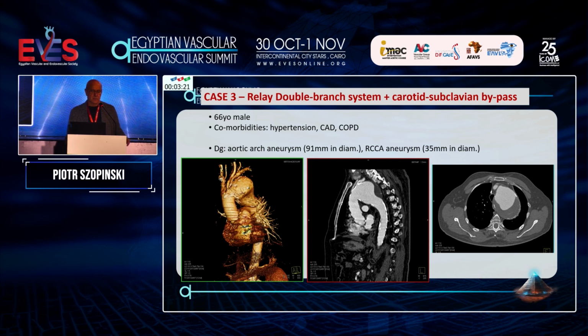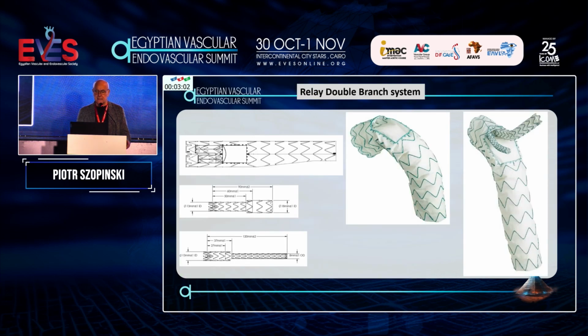This is one of our most complicated cases, at the very beginning of the way we started to treat aortic arch aneurysm, because it was a patient with aortic arch aneurysm and coexisting right common carotid artery aneurysm at the same time. So we decided to bring a real double branch device here. This is its characteristic: here you have the front pocket with two tunnels, one dedicated for the left common carotid artery, this is the posterior one, and the anterior one dedicated to the brachiocephalic trunk.